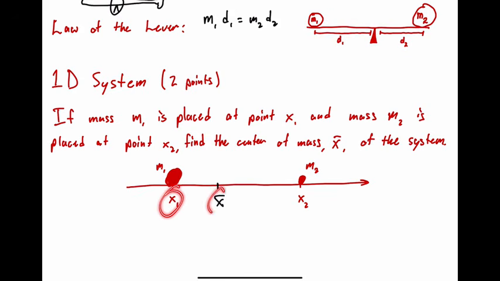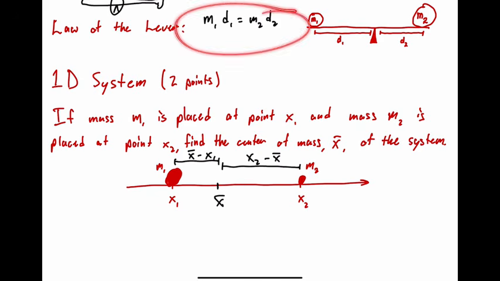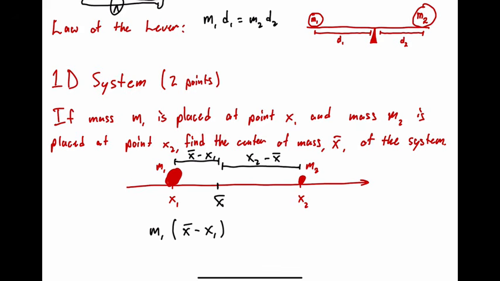The distance between x1 and x bar will be the difference between them, x bar minus x1. So this distance is x bar minus x1. And the distance to the second mass will be the x-coordinate of the second mass minus the center of mass. So we have x2 minus x bar. These would correspond to the distances d1 and d2. So we can write this sort of a formula applied to this scenario. We have m1 times the distance to the center of mass, which is x bar minus x1, and that equals m2 times its distance to the center of mass, x2 minus x bar.